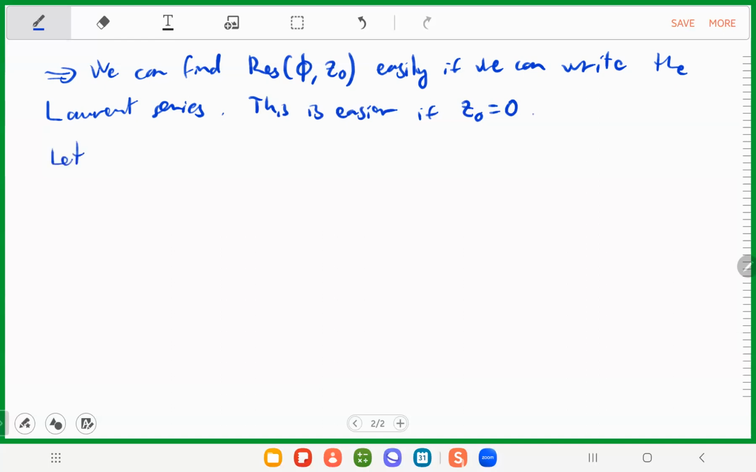So what if the Z0 is not 0? Then let's define another complex variable, which is the complex variable minus the value of the singularity, if the point is not at 0, and see what happens. So if we define this, we could find the Laurent series as a function of delta, and then the coefficient of 1 divided by delta would be the residue.